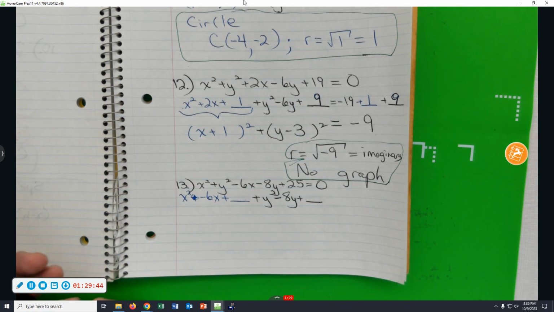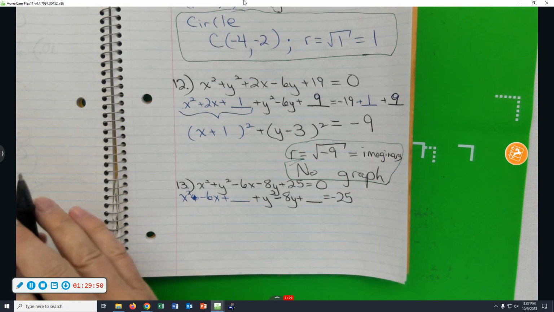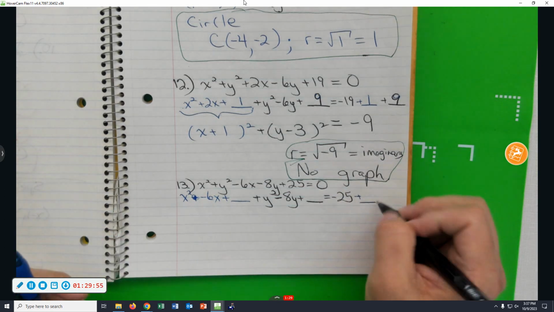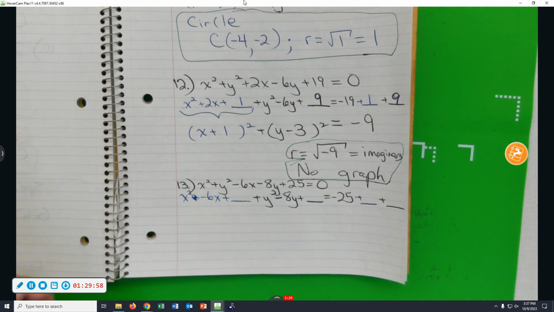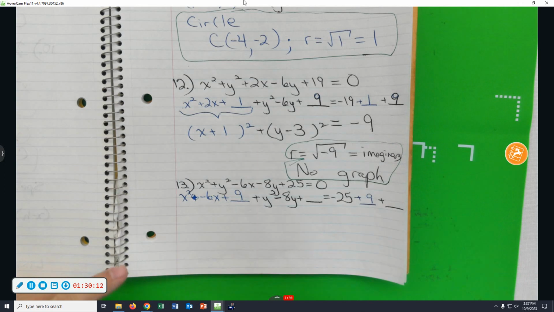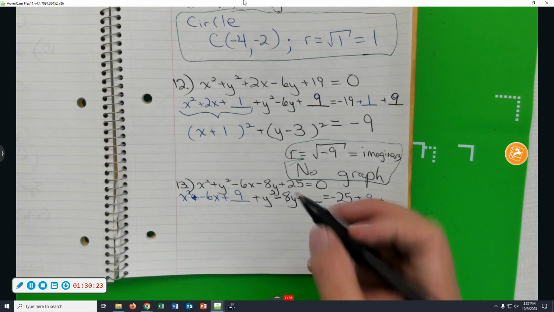What am I doing with the 25? Move it over, give me a negative 25, plus blank, plus blank. What am I going to put in the first blank? Okay, 6 divided by 2 is 3. 3 times 3 is 9. I agree. So what am I going to put beside the y squared minus 8y? 16. 8 divided by 2 is 4. 4 times 4 is 16.